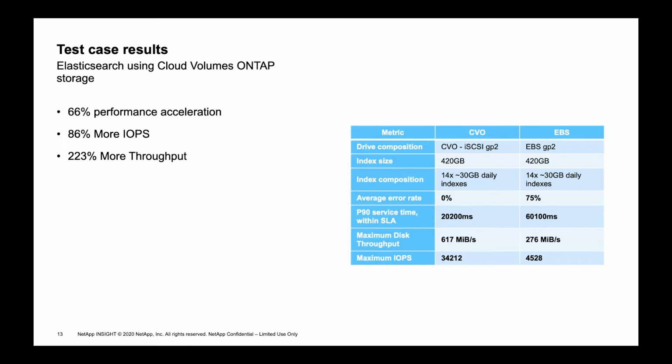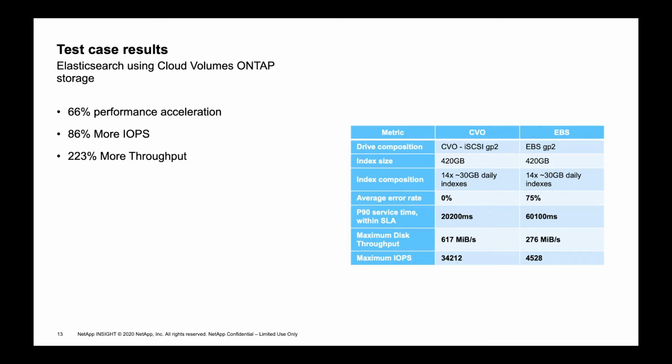So the results were quite amazing. As you can see in this table, we got 66 performance acceleration. That means that when a user is querying or searching in Elastic, CVO will provide with an answer substantially quicker. Also, we can see that CVO gives 86% more IOPS and the maximum disk throughput is bigger by 223%. Those are quite amazing performance results that we were tested in our lab.